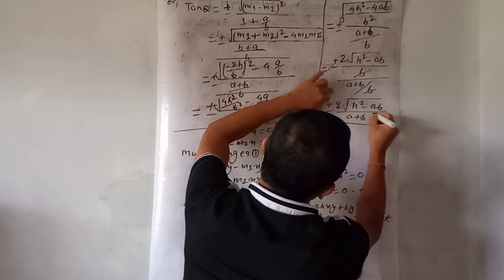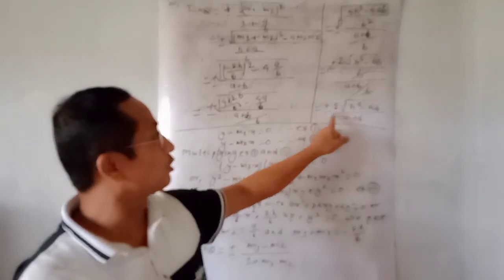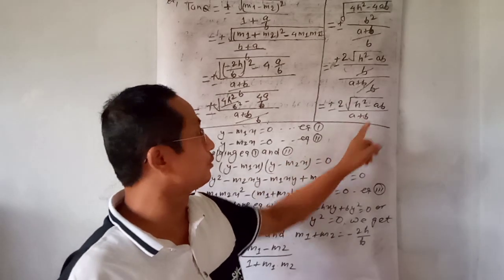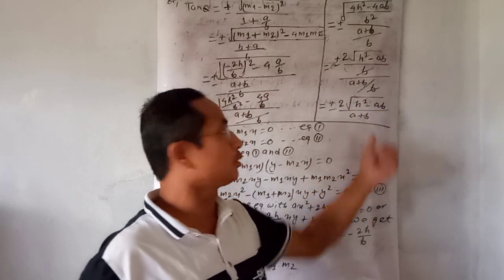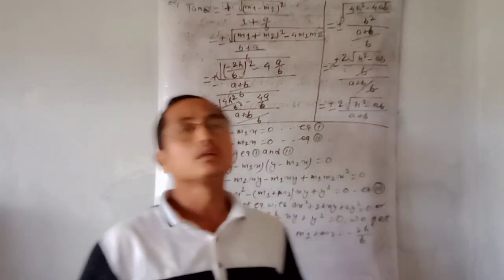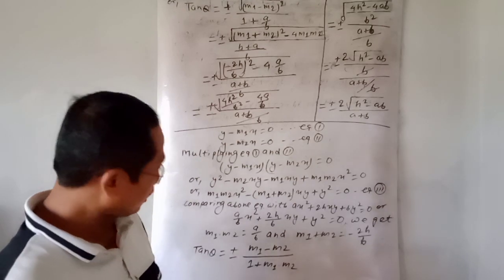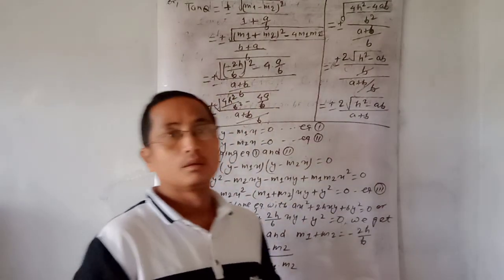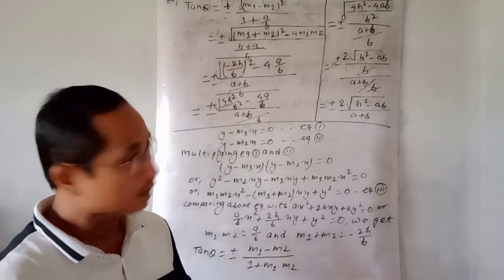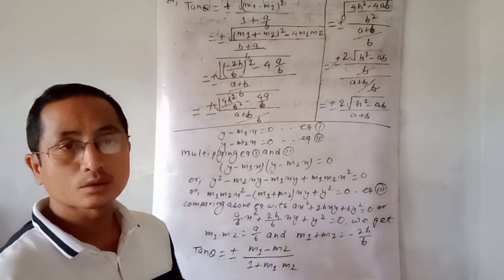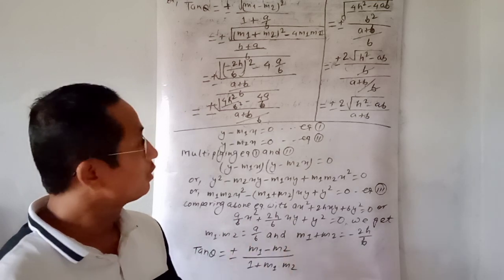By a plus b. So the formula I told you: tan theta is equal to plus minus 2 root h square minus ab by a plus b. This is the angle between the pair of straight lines. So in this way we can find the angle between the pair of straight lines when it is given as ax square plus 2hxy plus by square is equal to 0.